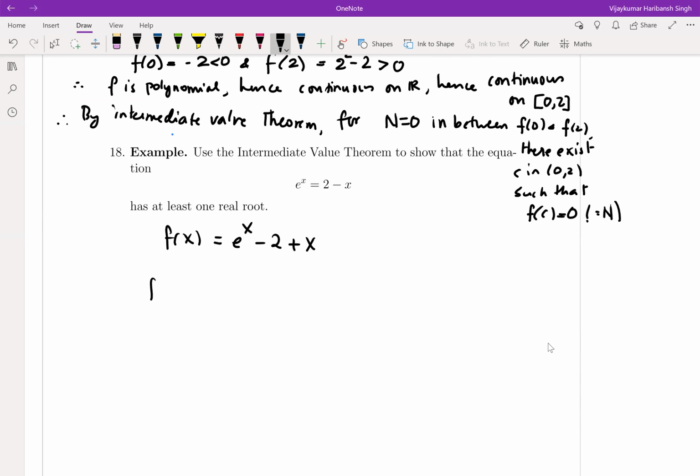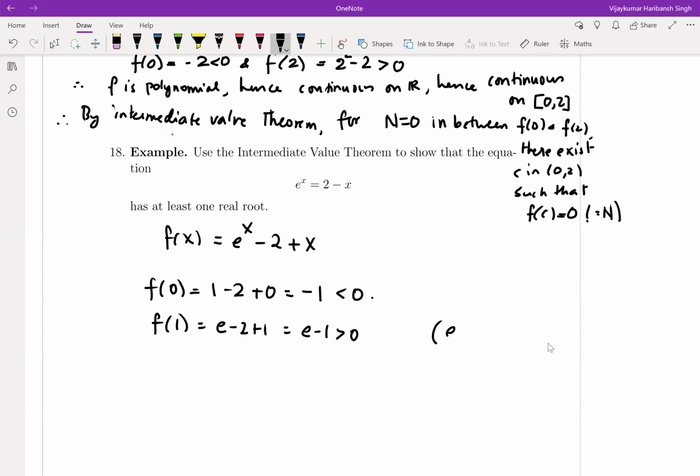That is done by inspection usually. So notice that f of 0 is e to the power 0, which is 1, minus 2 plus 0, which is minus 1. So that is less than 0. Now what is f of 1? F of 1 is e minus 2 plus 1, which is e minus 1. Now that is greater than 0.